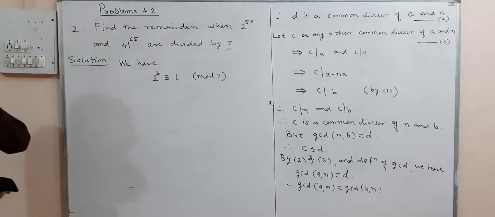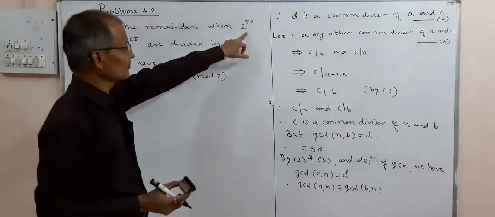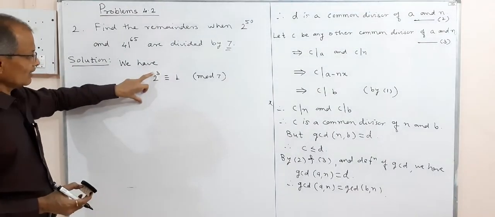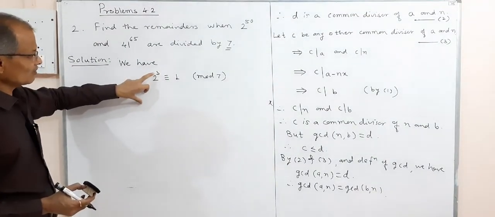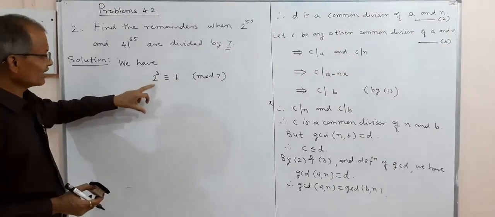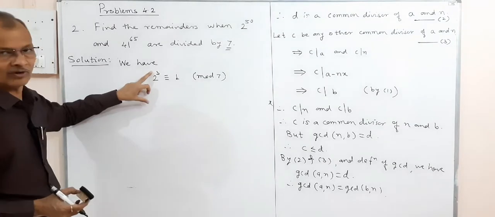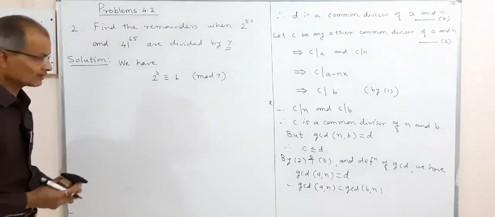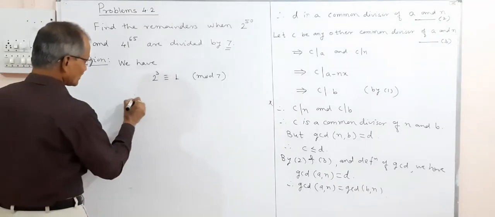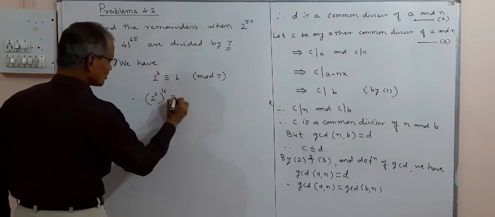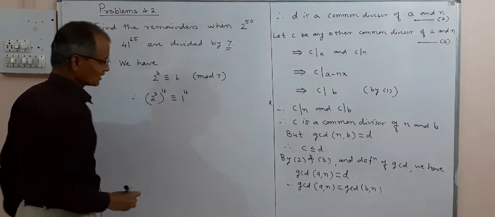But we want 2 to the power 50. Now 50 is close to which multiple of 3? That we have to consider. If you multiply 3 by 16 we get 48. So therefore we raise both sides to the power 16, that is, 2 cube raised to 16 is congruent to 1 raised to 16 modulo 7.